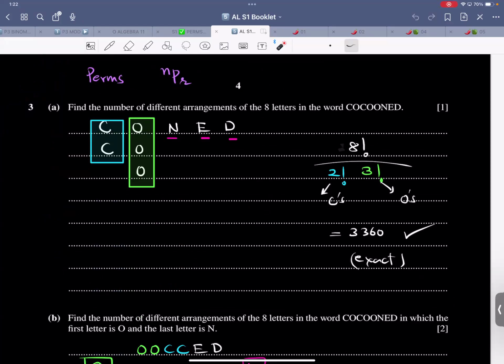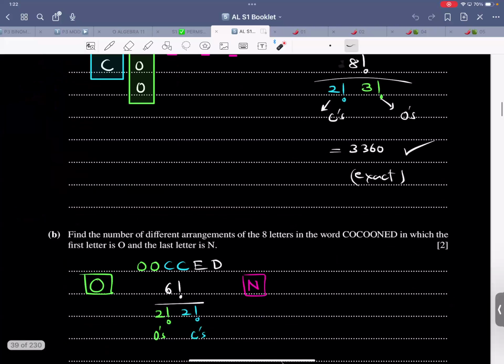Now find the number of different arrangements of the 8 letters of the word cocooned. So 2 C's, 3 O's, and E, D. That is 8 factorial over 2 factorial, 3 factorial.